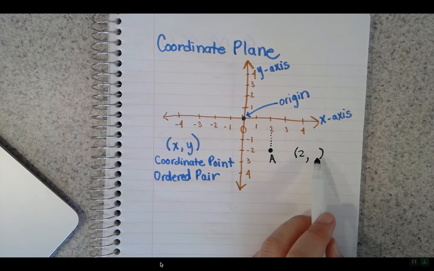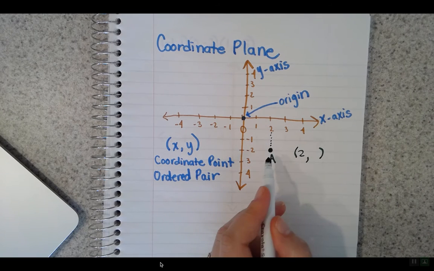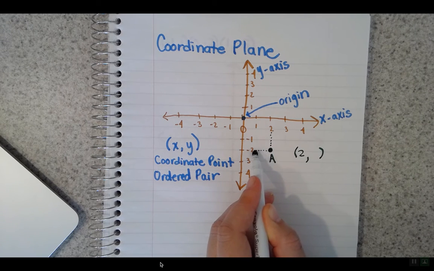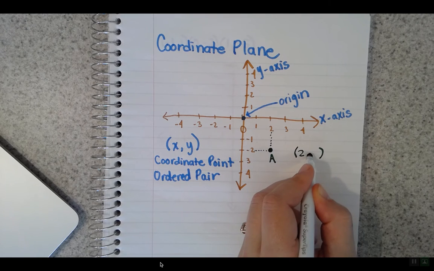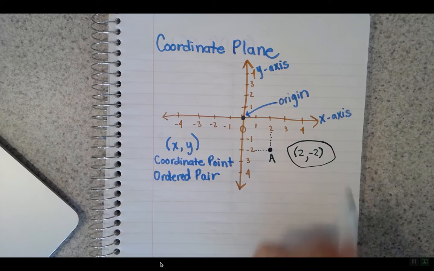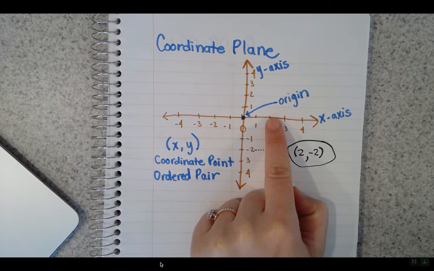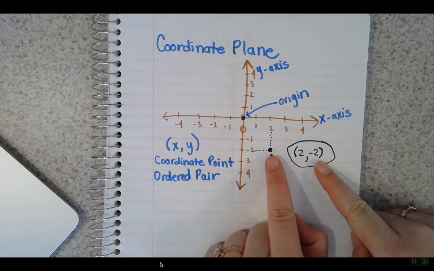The second number in your ordered pair or coordinate point comes from where your point is located along the y-axis. So now looking at this up and down axis, it looks like A is located at -2. These coordinates together describe perfectly where A is located on the coordinate plane. You would go over to the right 2 spaces on the x-axis and then travel downward 2 spaces on the y-axis to get A.